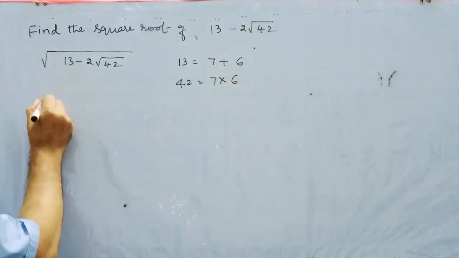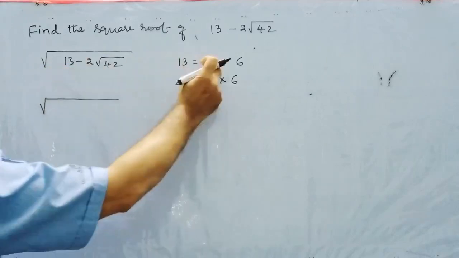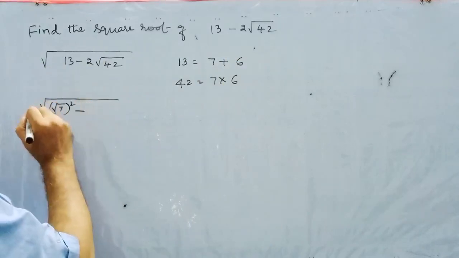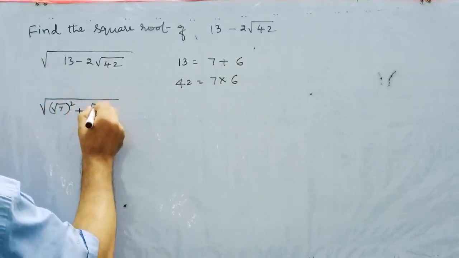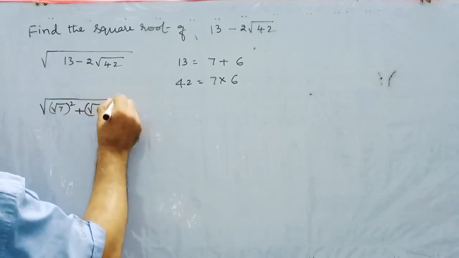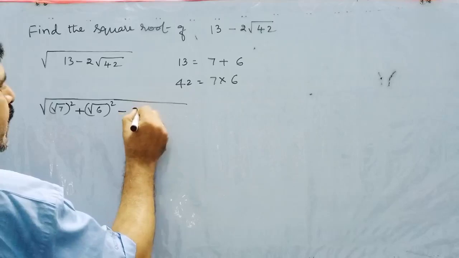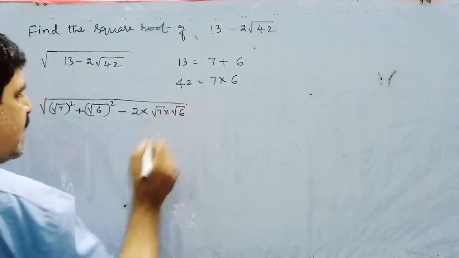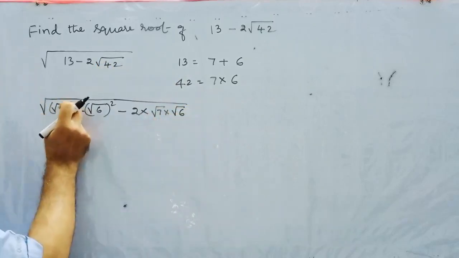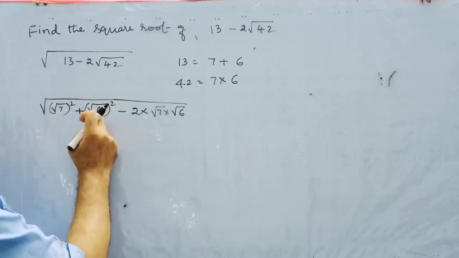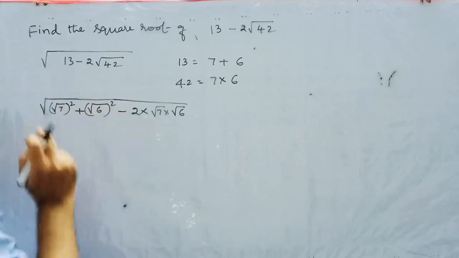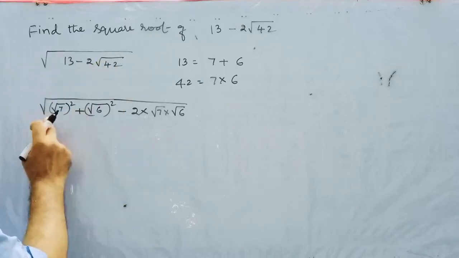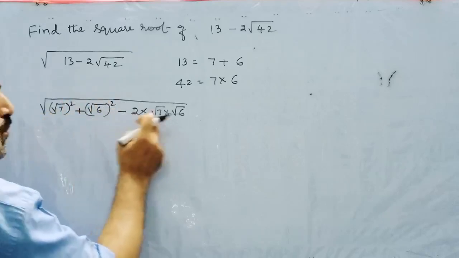Now this can be written as root of 13, that is 7 plus 6, so (root 7) whole square plus (root 6) whole square minus 2 into root of 42, which can be written as root 7 into root 6. Now (root 7) whole square, the square and root get cancelled, 7 remainder. (Root 6) whole square, the square and root get cancelled, 6 remainder. So 7 plus 6 is 13, 7 into 6 is 42. Now this is in the form of a square plus b square minus 2ab.